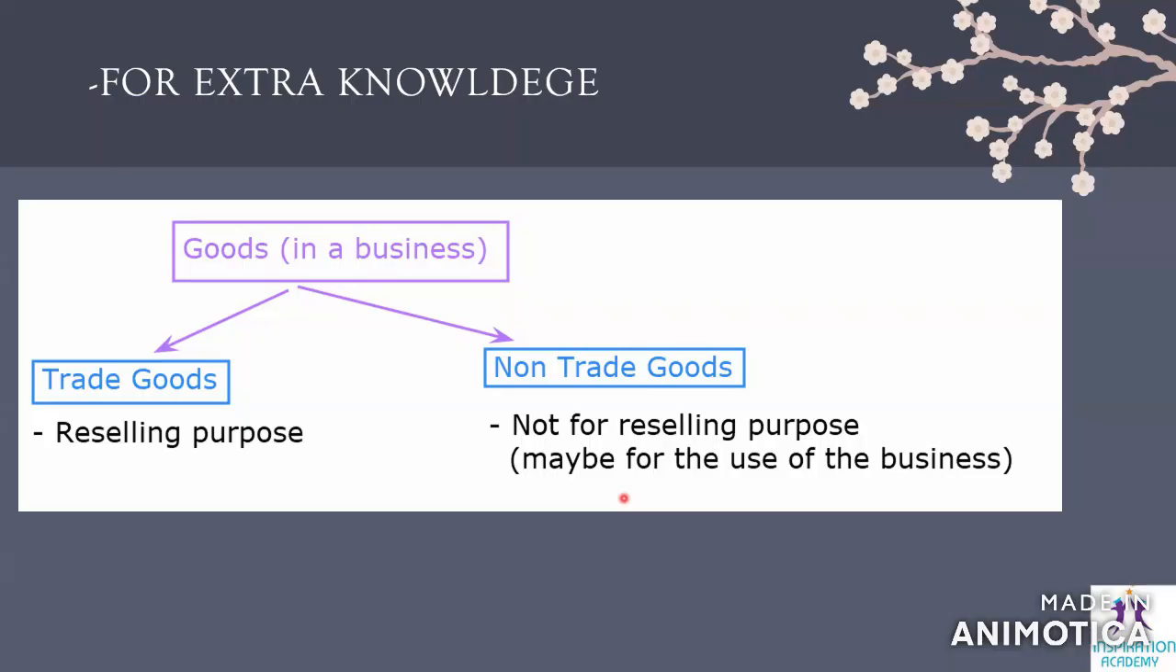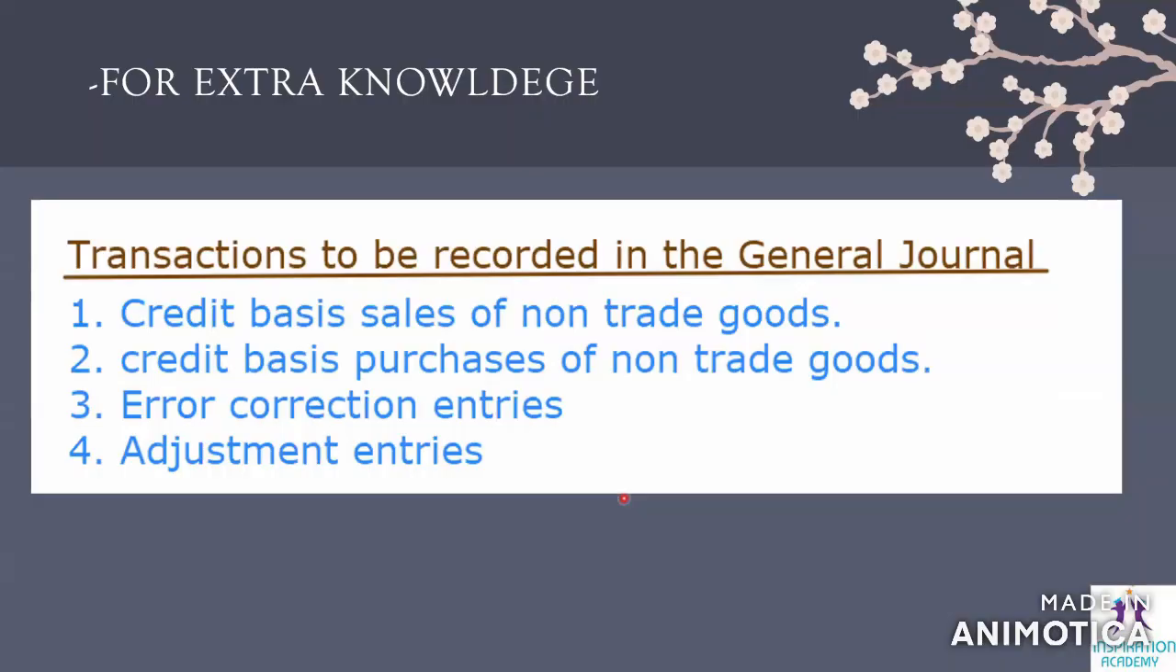We'll see what transactions we are going to record in the general journal. We record credit sales and purchases of non-trade goods in the general journal, and also error correction entries and adjustment entries. Examples of adjustment entries are bad debts and depreciation, right? For error corrections, the keyword is omissions and those things.